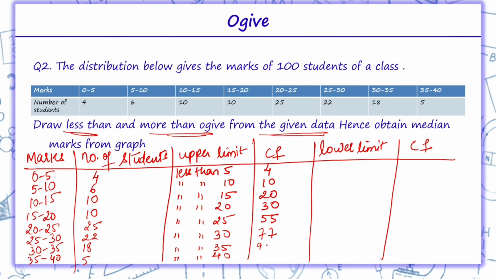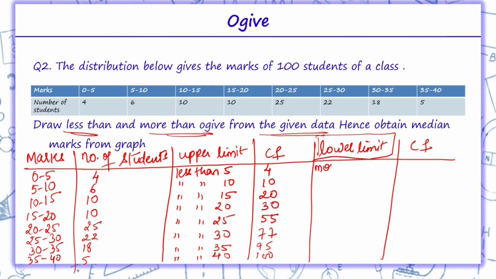77 plus 18, 95. 95 plus 5, it will be 100. So these are the points which we got for less than ogive curve. Now we have to calculate the points for more than ogive. So for more than ogive, we have to write over here what? Lower limit. Lower limit is 0.